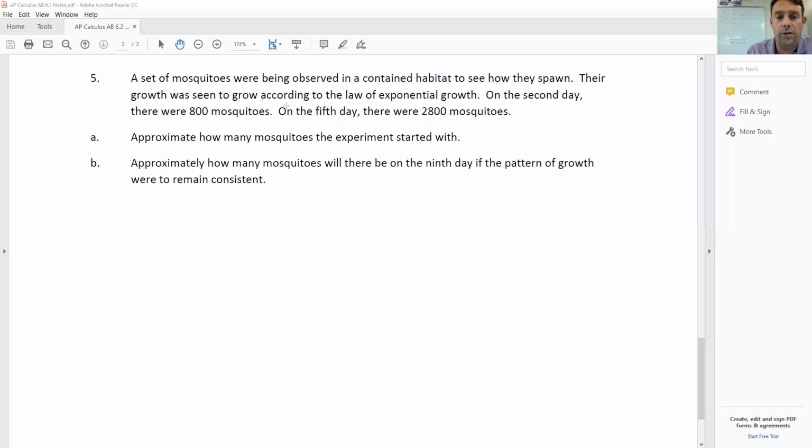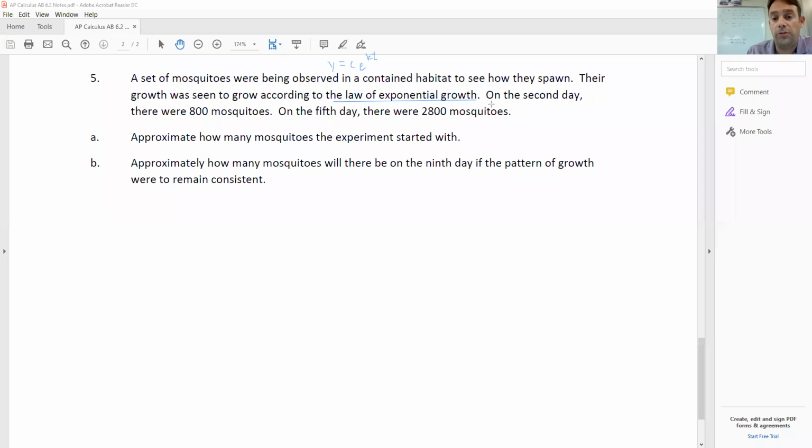First of all, I see law of exponential growth. So that tells me I'm going to be dealing with exponential growth. So y equals c times e to the kt.